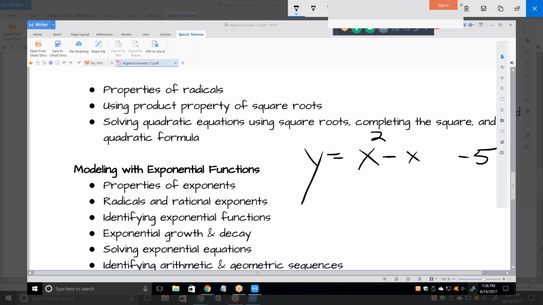Now, we solve this by the quadratic formula. But the quadratic formula actually is derived from the concept of completing the square. Okay? And I'm going to use a different function just because I think it's more useful. Let's make it x squared minus 8x minus 10. Okay.